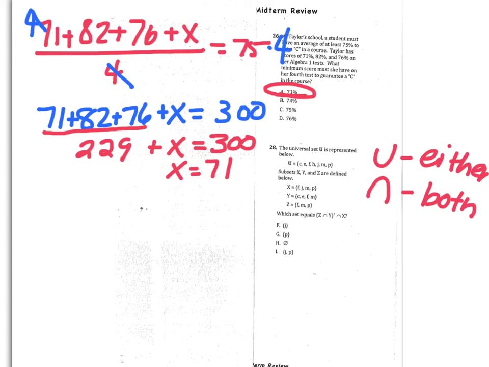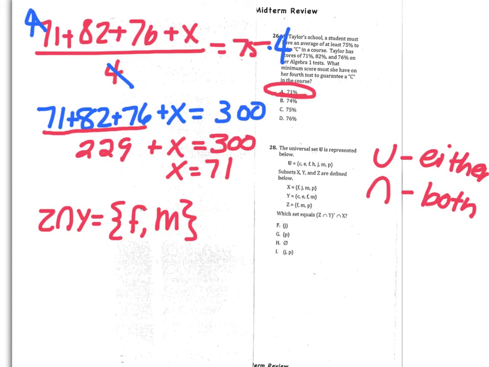So what I need to do first is find the intersection of z and y. So looking at that, z intersect y is equal to, it looks to me like the only things that show up in both sets are f and m. So again, I was looking for elements that showed up in both.